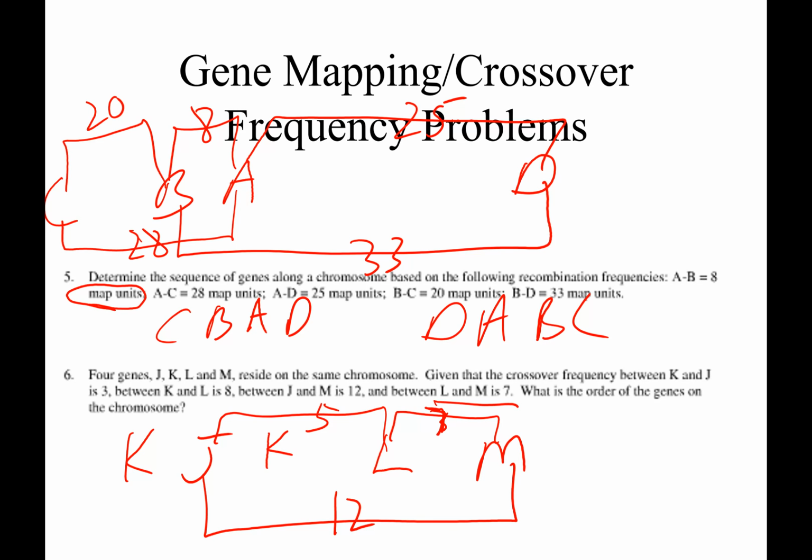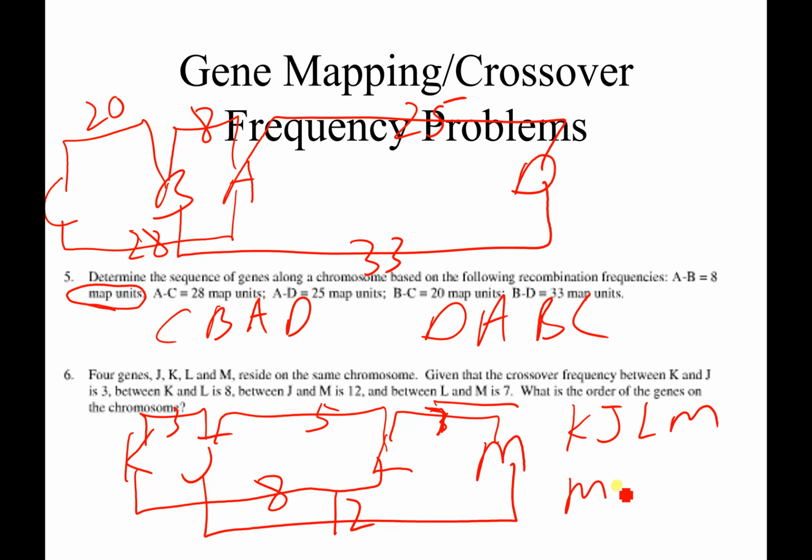Well, if L to J is 5 and K to L is 8, K can't be here. K has to be out here. So K and L cross over 8% of the time. J to K is 3. So we've now mapped this chromosome. Our answer is K, J, L, M, or M, L, J, K. All right, I hope that helps.